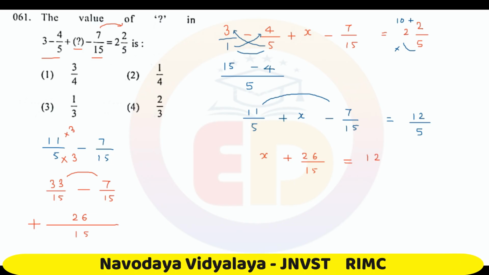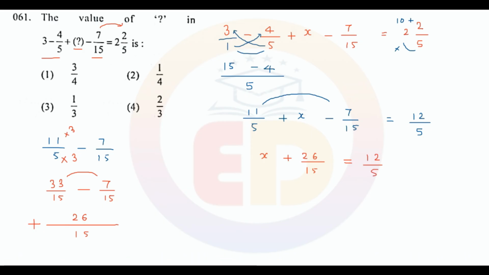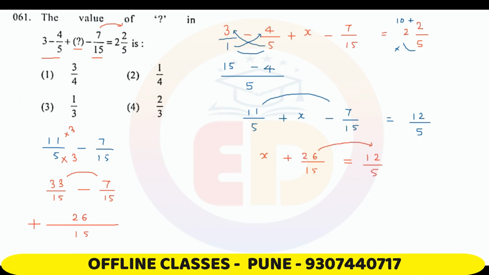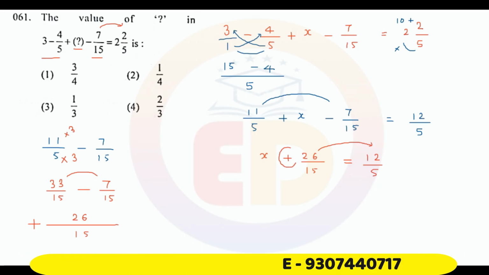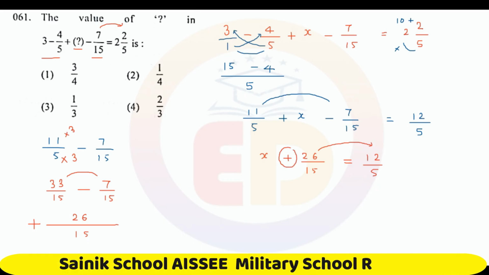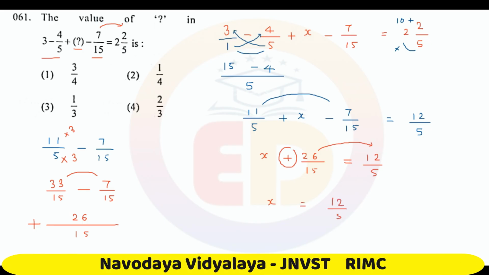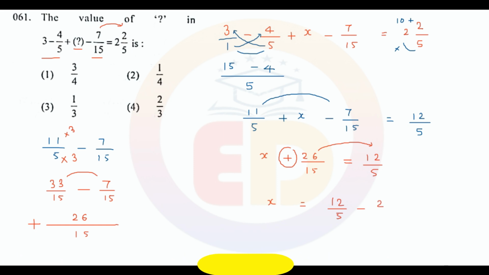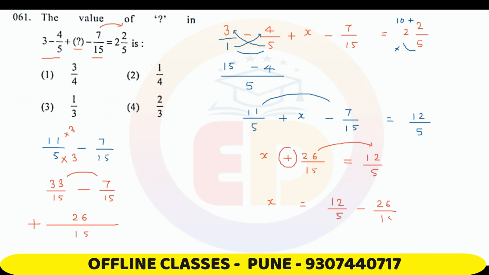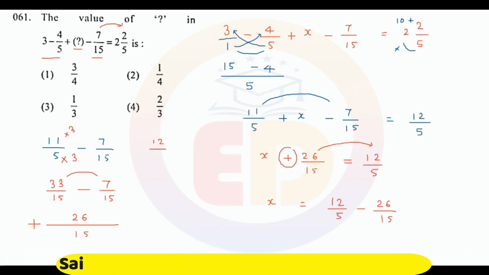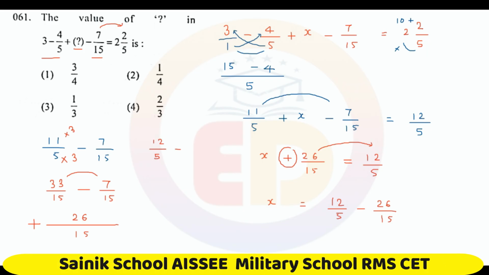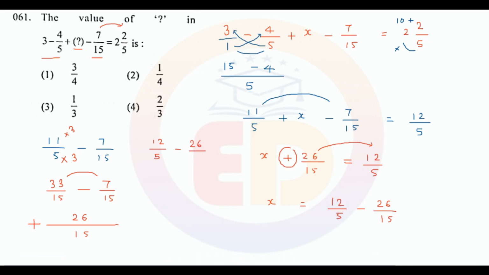Now we will take the 26 upon 15 from left hand side to the right hand side. Here the operation is plus. When you change the sign, it will become minus. x equals 12 upon 5 minus 26 upon 15. Again, solving this, here 12 upon 5 minus 26 upon 15.